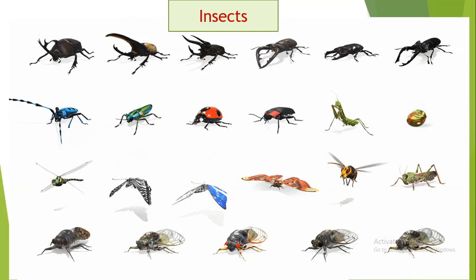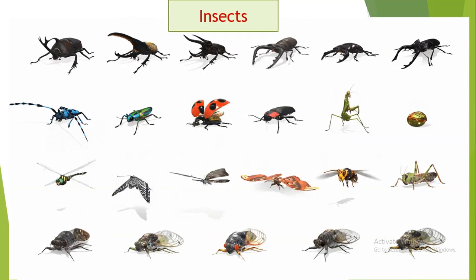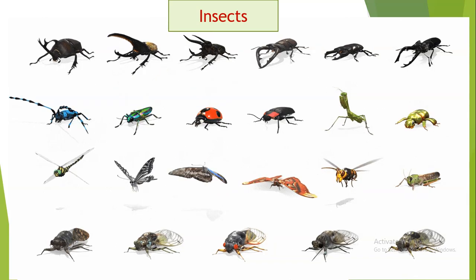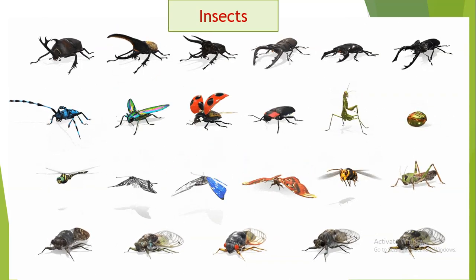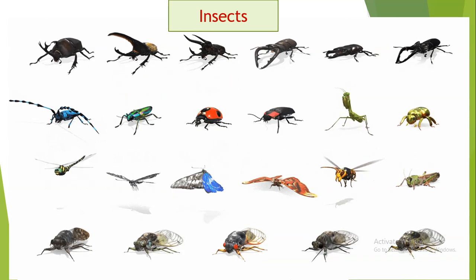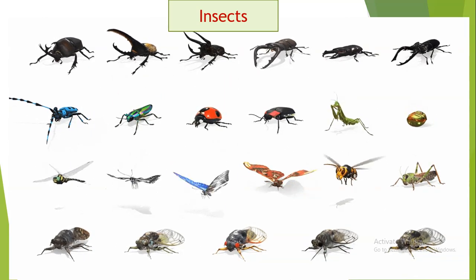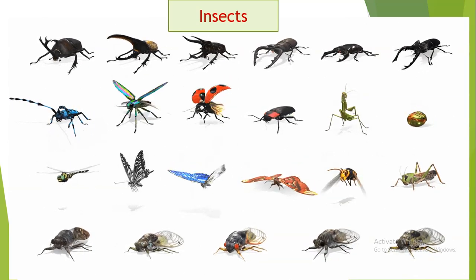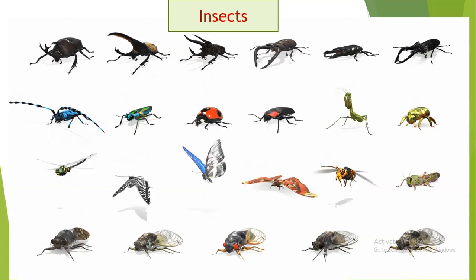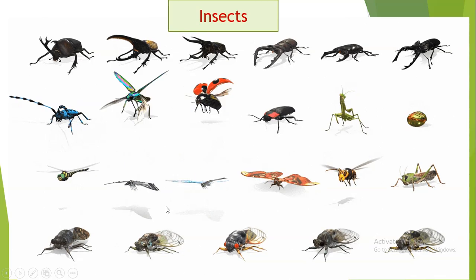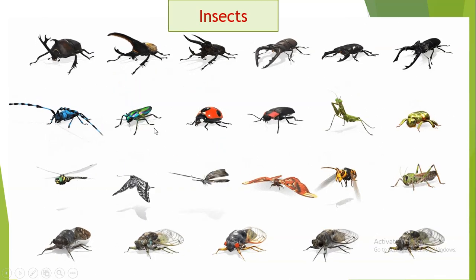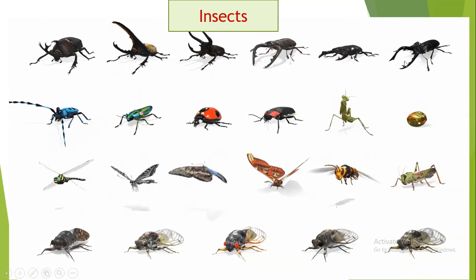Let's talk about insects. As we mentioned before, this is the largest group of arthropods. These insects have 6 legs and 3 body sections. They may or may not have wings. So some of them have wings, like these here, and some of them don't have wings.